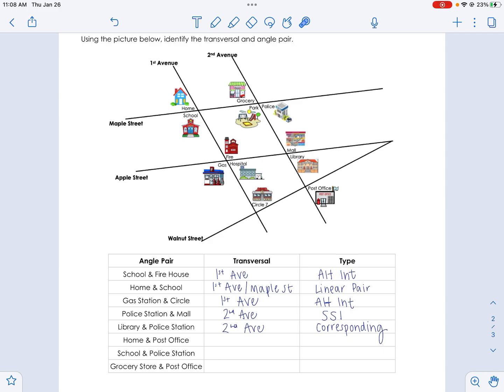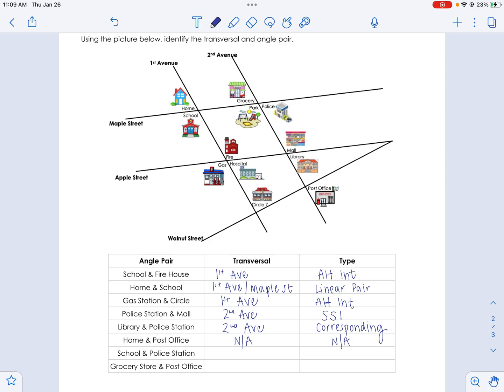Now, if we're going to talk about home and the post office, is there a road that you can take that would go directly from the home to the post office? No turns. Well, if I try to take First Avenue, I'm going to have to turn eventually. Think back. What did we say that meant about transversals? If you have to take a turn, there's no transversal, which means that there's no relation there.